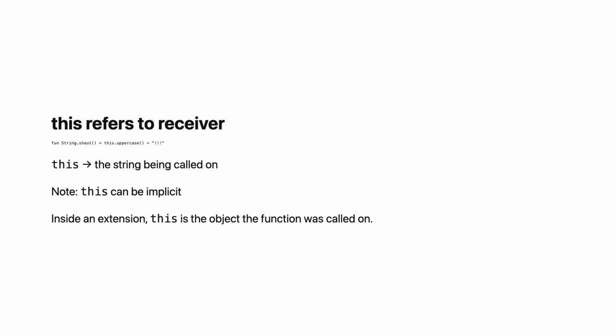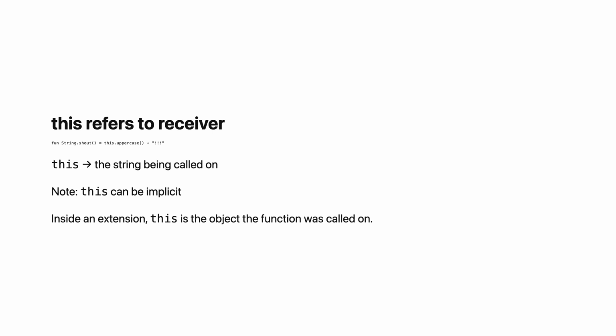Inside an extension function, this refers to the receiver. fun String.shout(): String = this.uppercase() + "!!!". This is the string the function was called on. If you call hello.shout(), this is hello. You can often omit this: fun String.shout() = uppercase() + "!!!". Methods are called on the implicit receiver. Use this explicitly when you need clarity or to disambiguate.